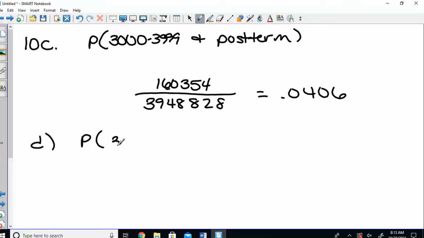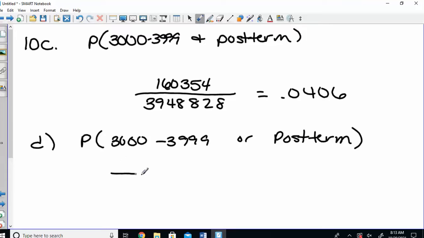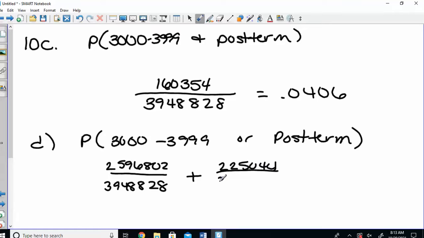Part D is the OR. So when you do an OR, it's the probability of the first, so weighing between 3,000 and 3,999, out of our total, plus the second, so the probability of being post-term, out of our total.